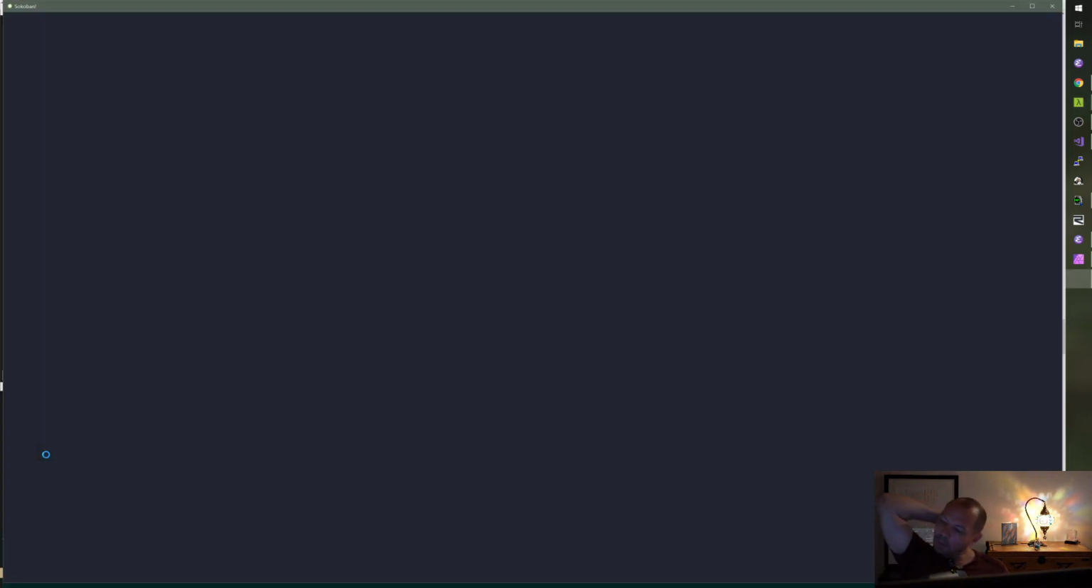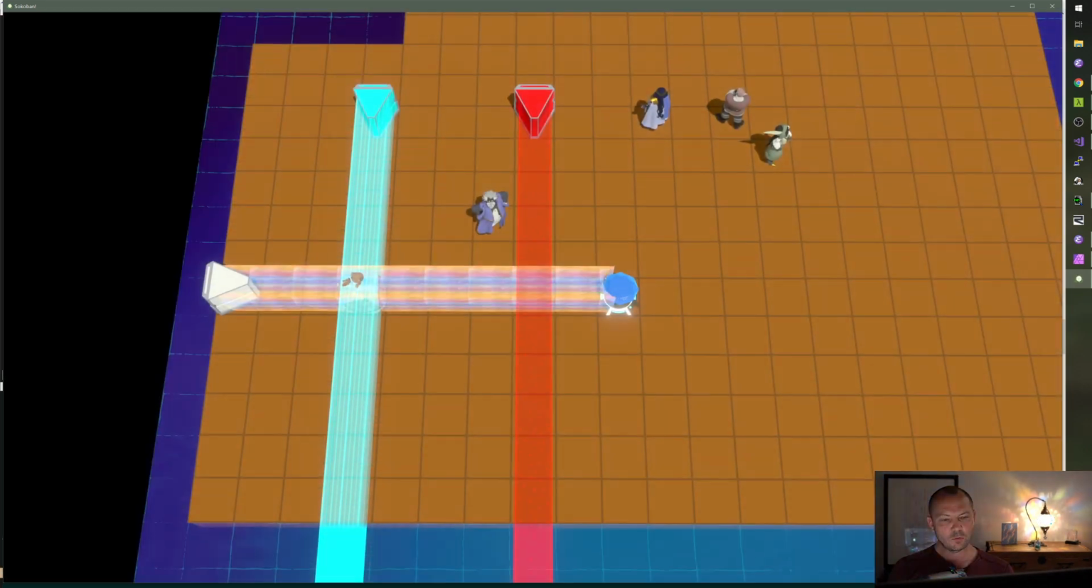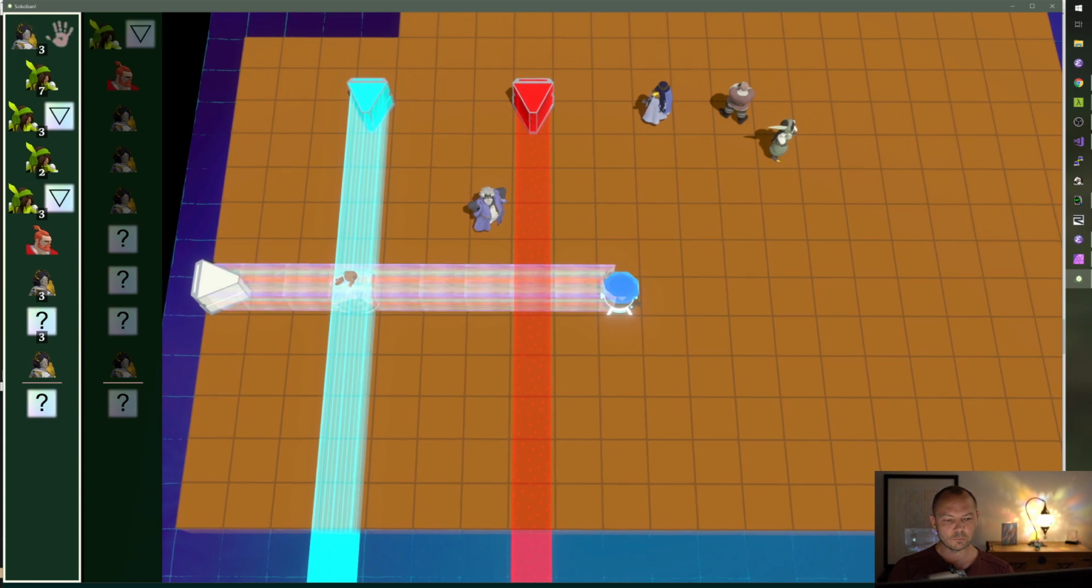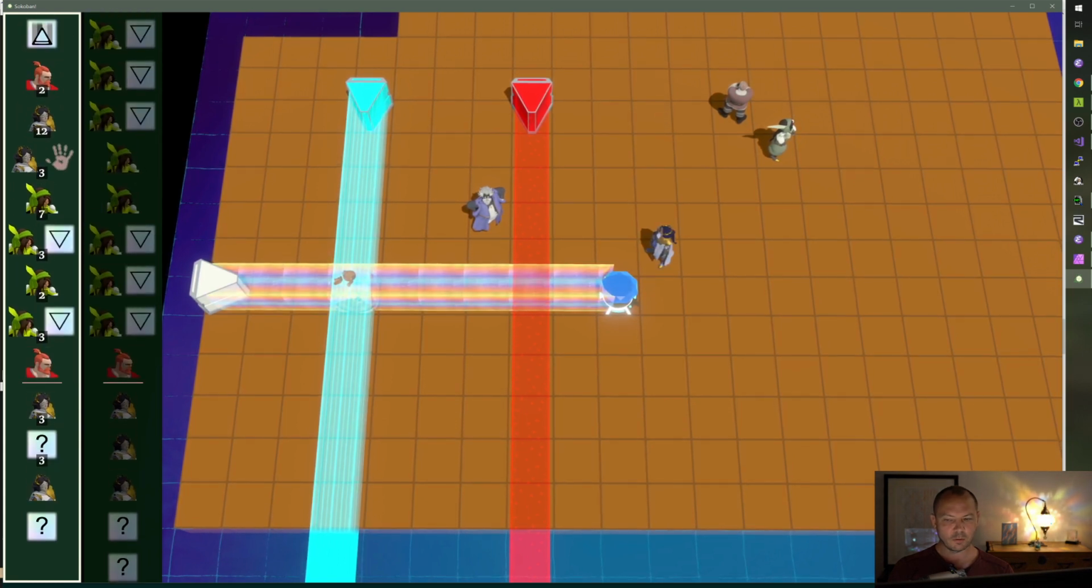We'll have to unlearn mashing Z. No, you can still mash Z if you want. You can mash Z all you want. It's just that's not the only way to.